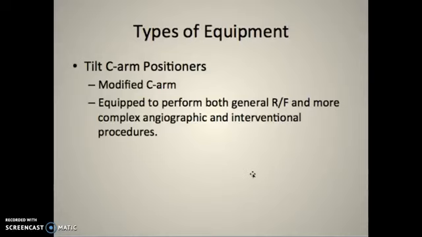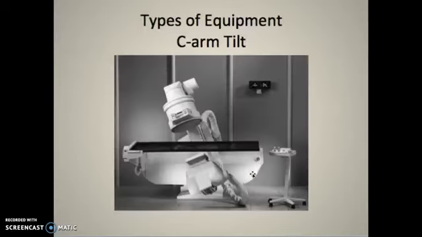So the tilt C-arm positioner is a modified C-arm. It's equipped to perform both general RF and more complex angio or interventional procedures. You can see here, we had one of these at Mission when I worked there, and we did all of our LPs and arthrograms on this table. It was nice because instead of having the whole unit angle, the tube will angle, which helped a lot when you're trying to get in on an LP. So this is a fairly common room.